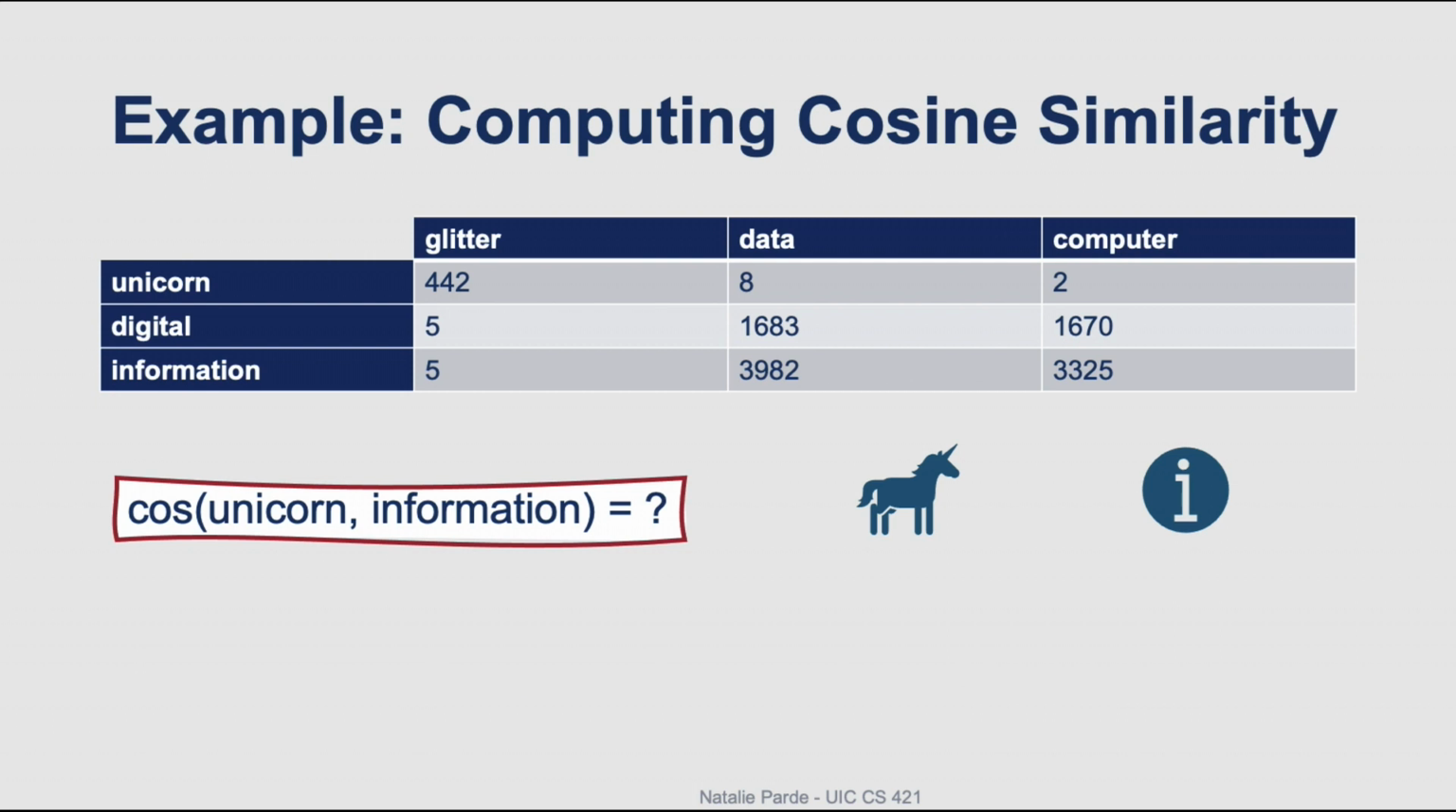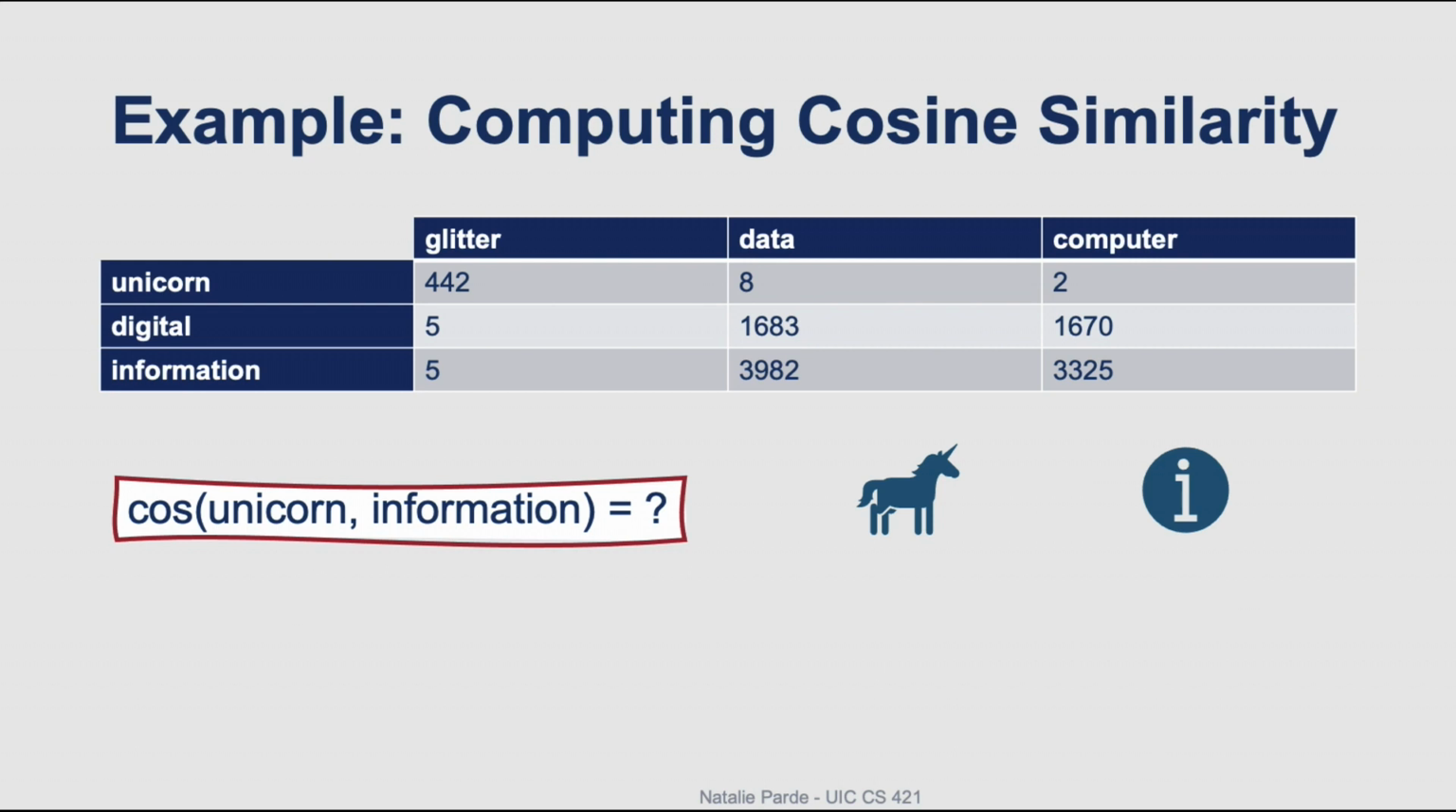So now that we know the equation, we can work through an example to see what computing cosine similarity looks like in practice. Let's say we have a co-occurrence matrix here, and the rows correspond to our target words and the columns correspond to the dimensions in our word vector. Basically, for each target word, we have its co-occurrence frequencies with 3 words. So the word vector for unicorn is 44282, corresponding to its co-occurrence frequencies with the words glitter, data, and computer.